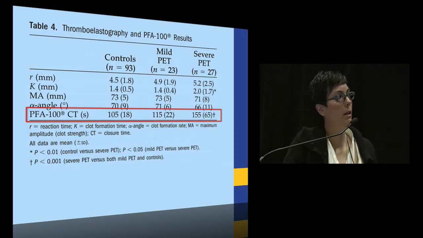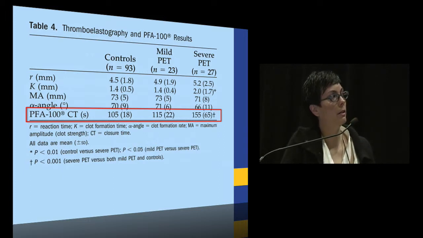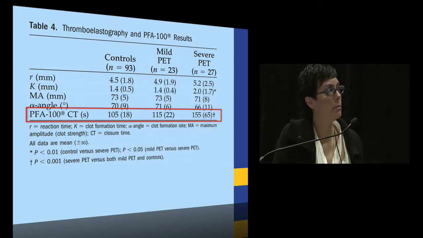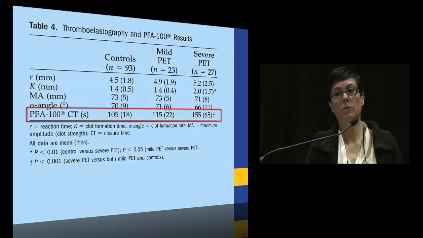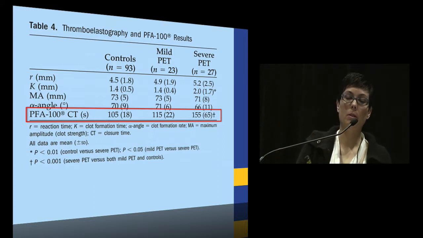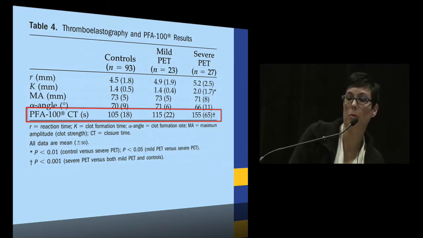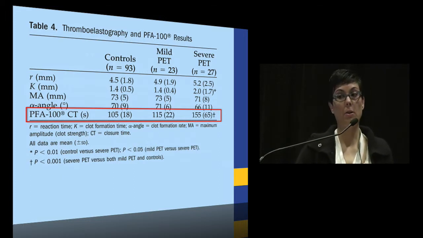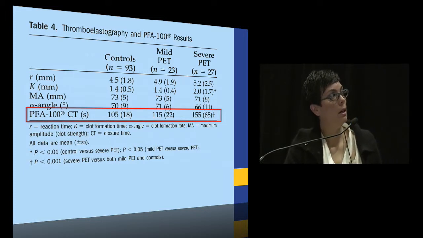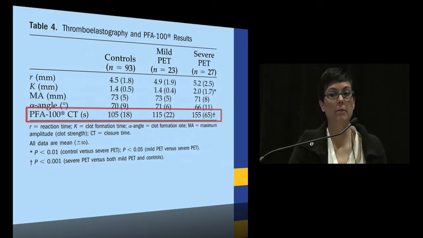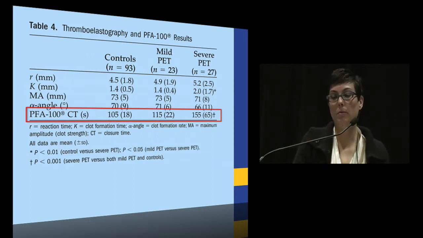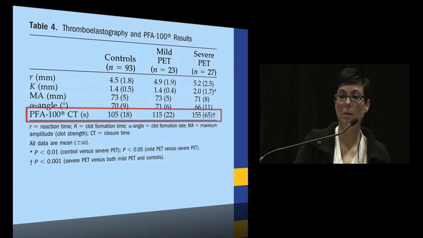And the closure time, again, is significantly different between these two groups for the severe preeclamptics. So the platelet analyzer, in this one small study, looks like it may be superior to the TEG. And the other thing to note, which I think is interesting, is that it's really only for that severe preeclamptic group that they're seeing differences. And that's really the group that we see the platelet issues in.